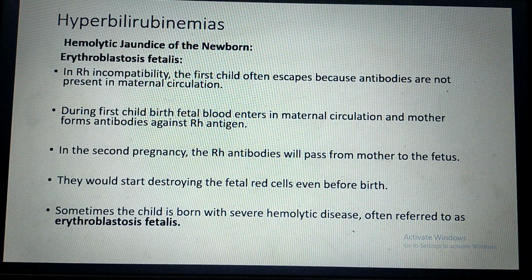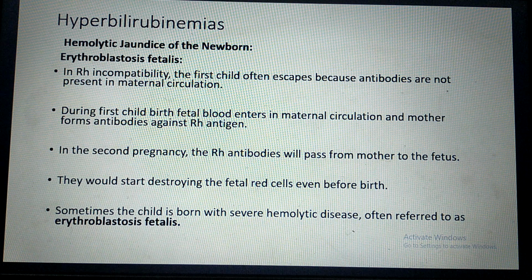Erythroblastosis fetalis, as I have told you, is Rh incompatibility. The first child often escapes because antibodies are not present in maternal circulation during first pregnancy. During the first childbirth, fetal blood enters into the maternal circulation, so the Rh antigen from fetus enters into the maternal circulation and the mother's body forms antibodies against this Rh antigen.